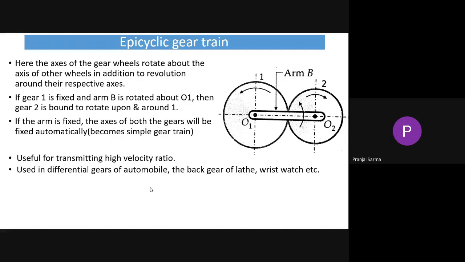So these are only based on how they are mounted, what is the primary characteristic.